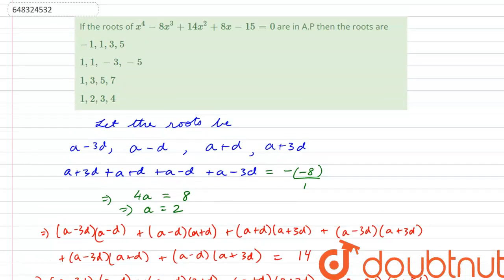So let us check the options. Out of these we have the first option, minus 1, 1, 3 and 5. So these are the roots.